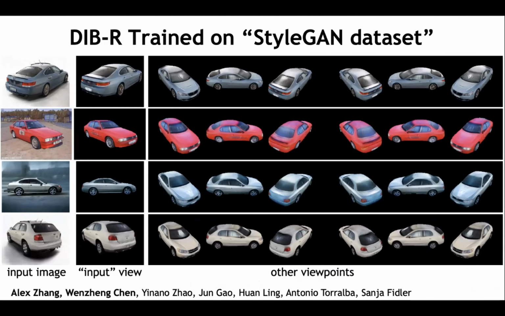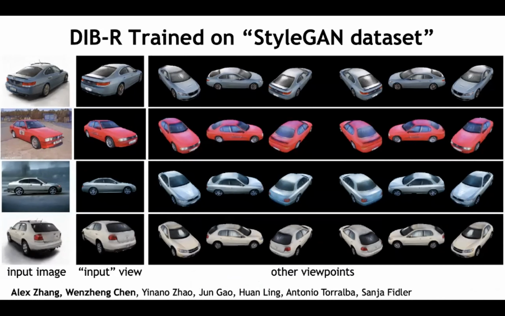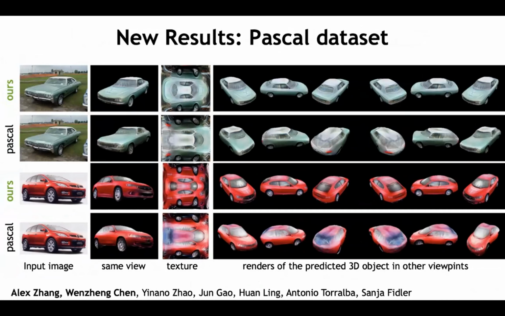So these are our new results. On the left, input image, and all we change here is just the data. We have exactly the same network structure and everything, just trained on the StyleGAN data as opposed to Pascal. And you can see that the shapes we get are actually pretty great. And this is comparing training on StyleGAN data versus training on Pascal.